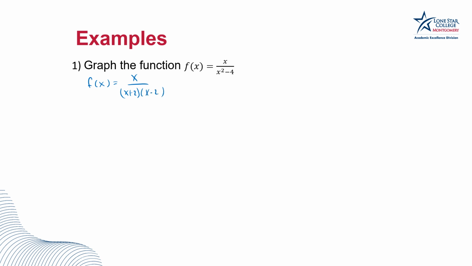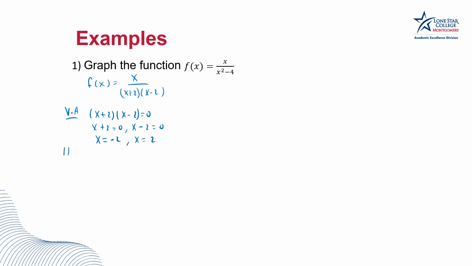First things first is to find our asymptotes. We first find the vertical asymptotes: set our denominator equal to 0 and solve for x. So we set (x plus 2)(x minus 2) equals 0. That means we set both factors separately equal to 0 because they're already in factored form. Solving for x, we get negative 2 and positive 2. So those are our vertical asymptotes.